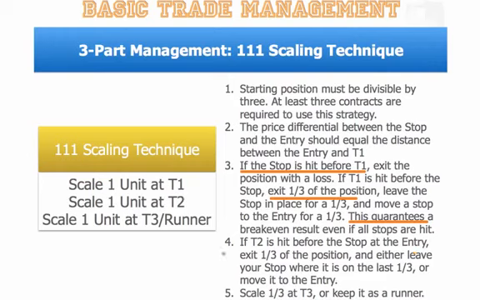If T2 is hit before the stop at the entry, then exit a third of the trade there for an additional profit, and either leave the stop on the last third where it is or bring it to the entry. And lastly, scale that third at T3 or keep it as a runner. So let's take a look again at what this looks like on a chart.